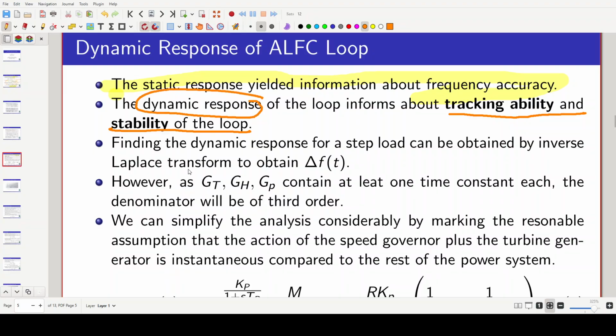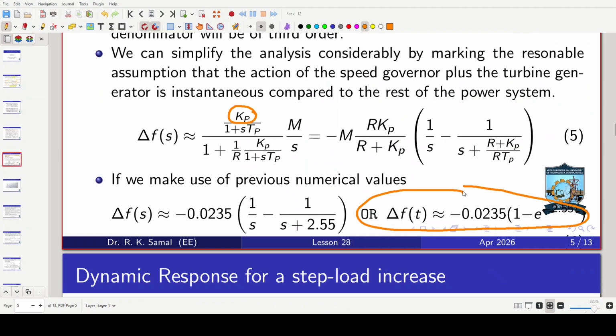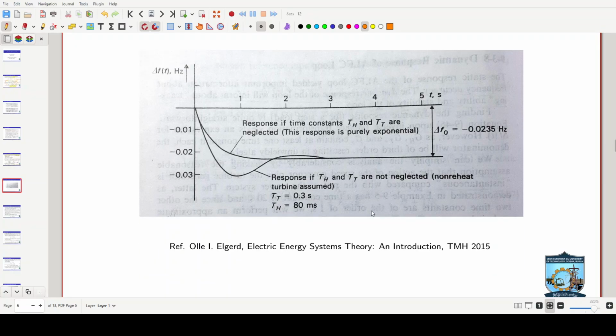For the dynamic response of the loop, you need to get the inverse Laplace transform, delta F(t), and plot it. We simplify by making certain assumptions to make it a linear model rather than a square model, and eventually by converting into the time domain, we can get something like this for certain values of Kp, which are the gains of the power system block. By taking some part of that, we can find this equation, and this is one such example which I have directly taken from the book.